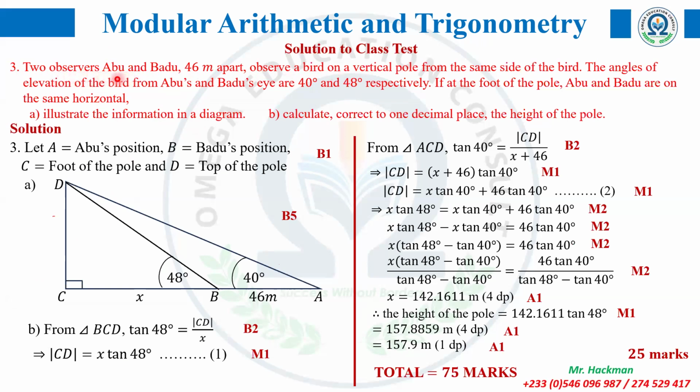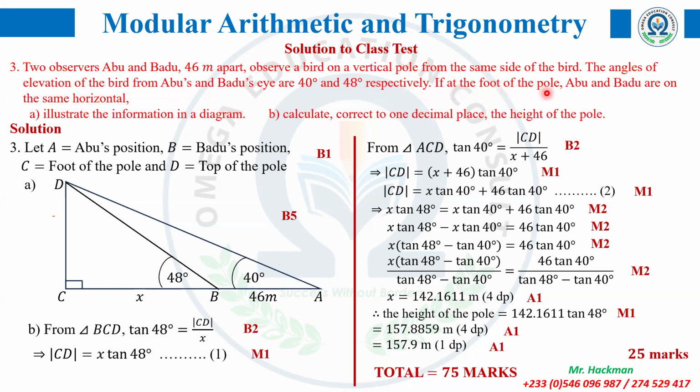Two observers, Abu and Bedu, 46 meters apart, so the distance between them will be 46, observe a bird on a vertical pole from the same side of the bed. So it means they are observing from the same side, not opposite. If you like, you can underline the word same, because it will help you in giving the picture. Remember, I told you that you always have two situations, opposite and same, but here we are told that they are the same. The angles of elevation of the bird from Abu's and Bedu's eyes are 40 degrees and 48 degrees respectively.